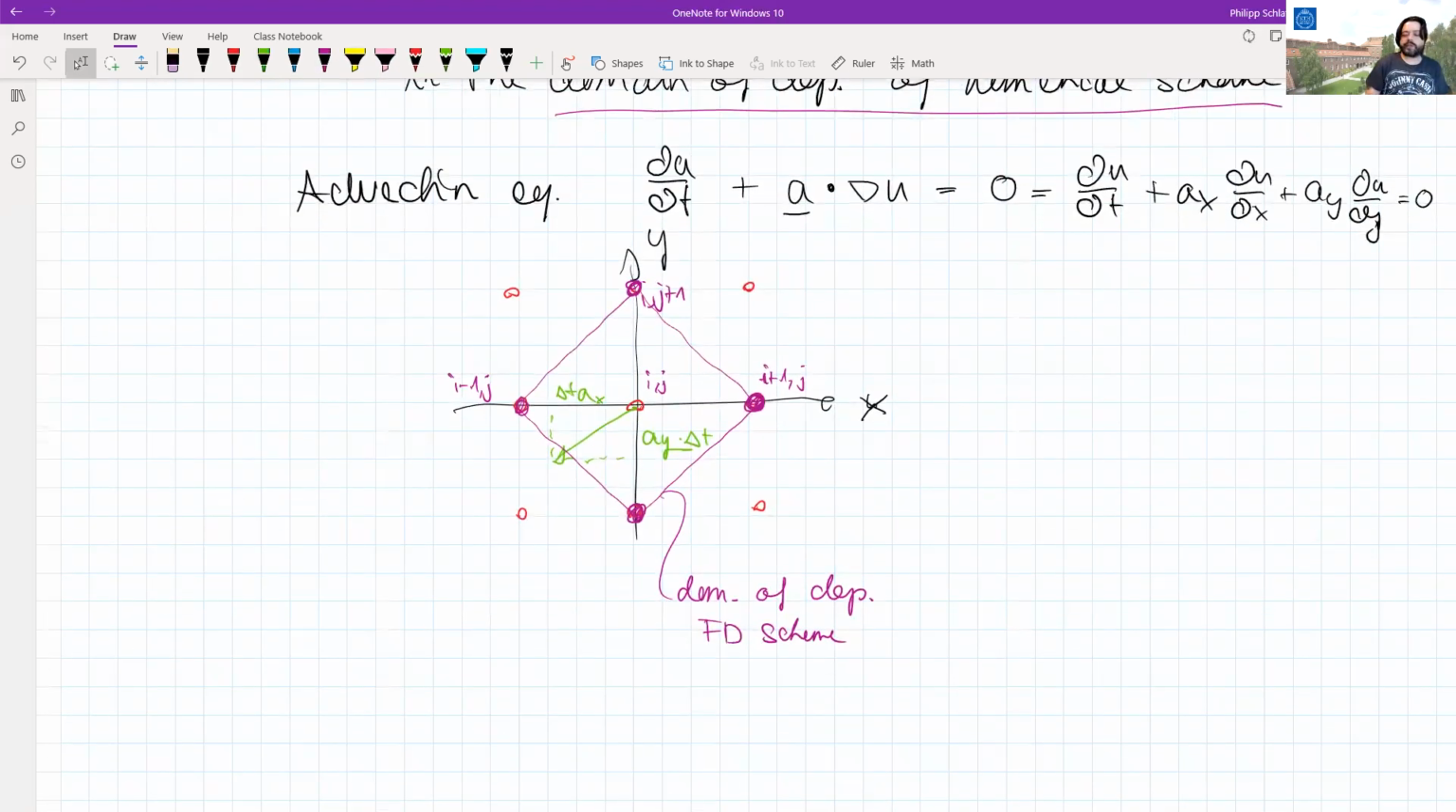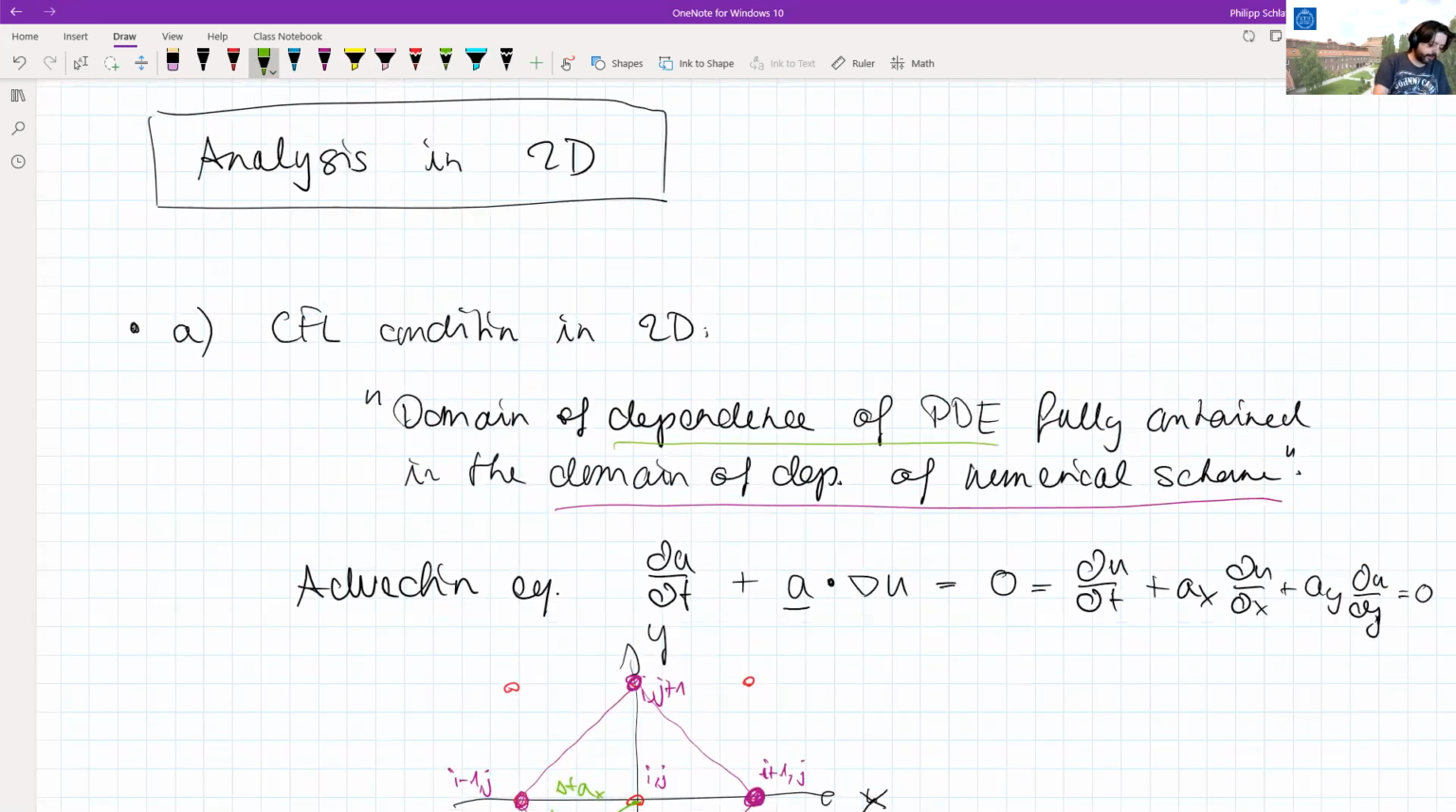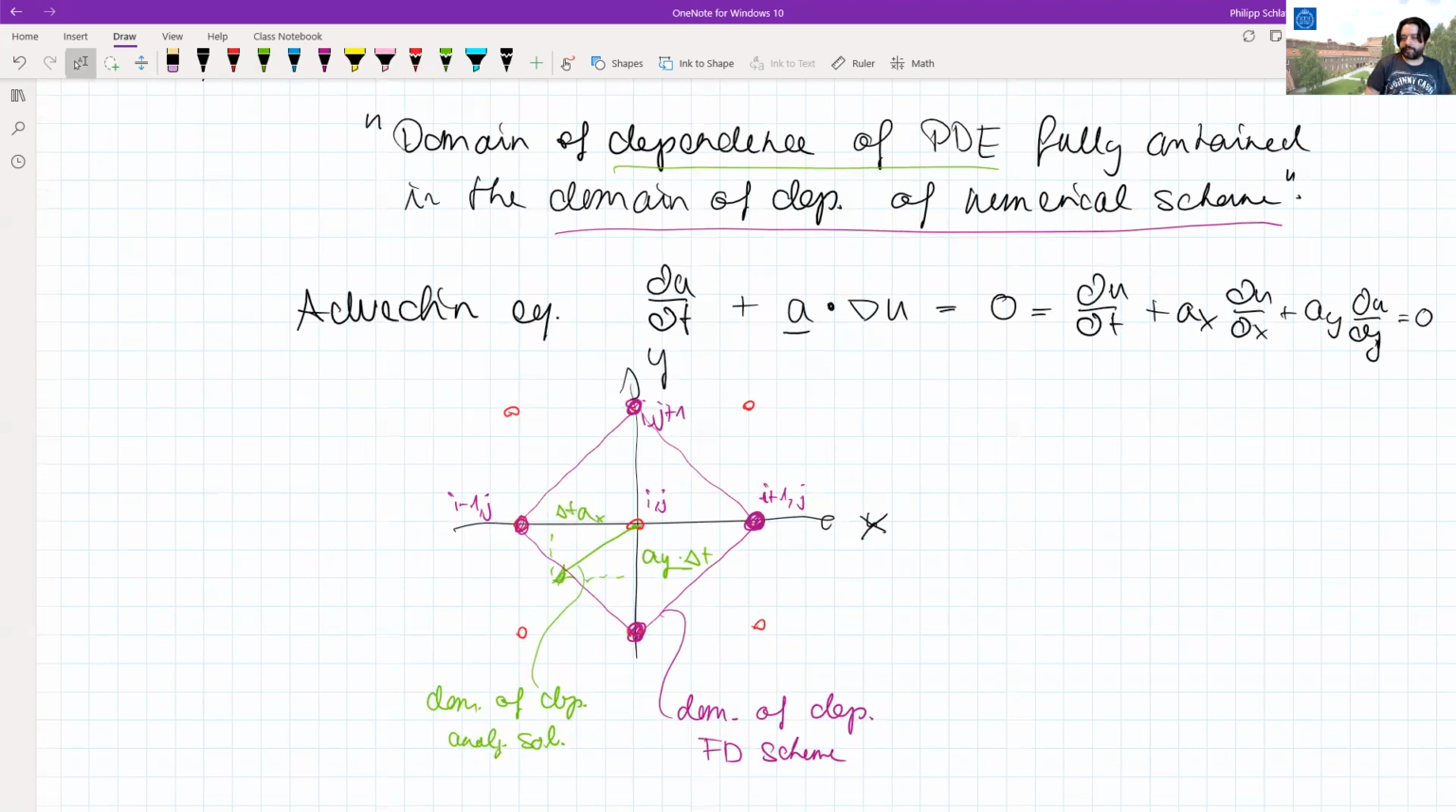Now, what is the domain of dependence of the exact solution? Well, that's actually this green arrow that I have already plotted, because if I want to get the solution here, I know that it travels exactly this length. So that means this line here is the domain of dependence of the analytical solution. And now the CFL criterion simply means, well, the green arrow needs to be within the purple square.